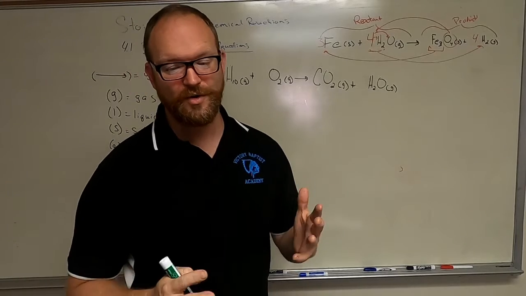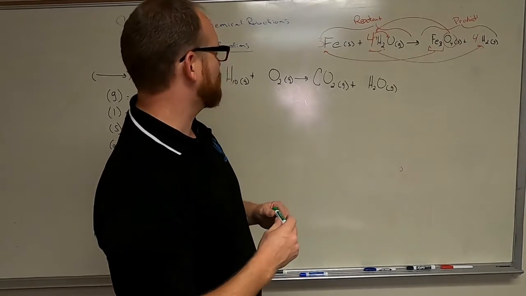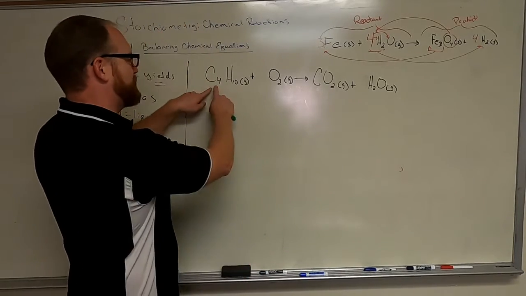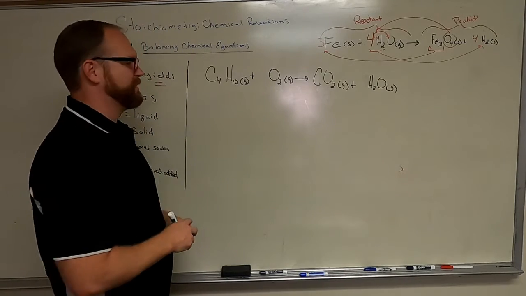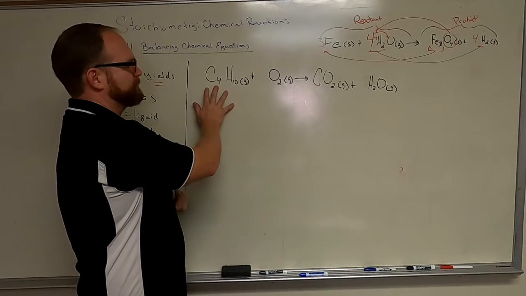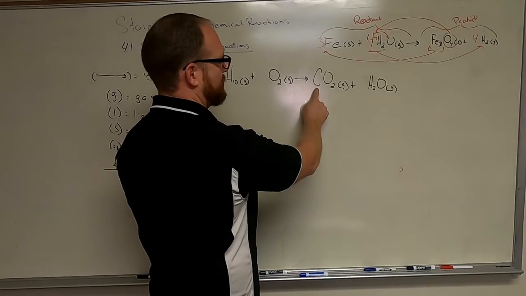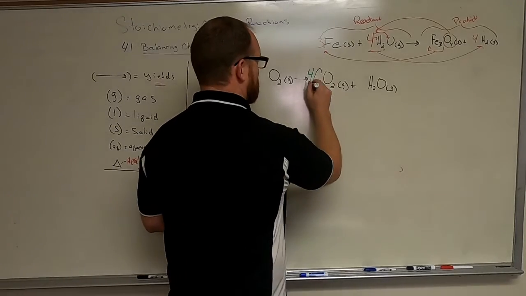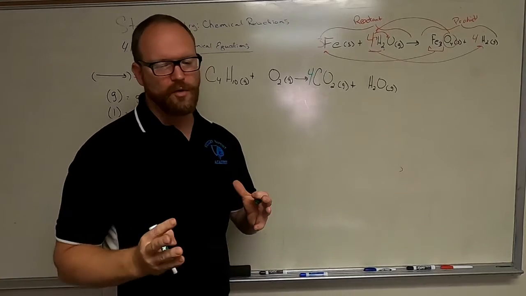So where are we going to start? Okay, let's start with our most complicated molecule here, and that's going to be our C4H10. All right, so I'll start with carbon. I have 4 carbon here. How many do I have here? I just have 1. So how do I get them to match? I'm going to multiply this side by 4. So now I have 4 carbon and 4 carbon. All right, so I'm on a roll.